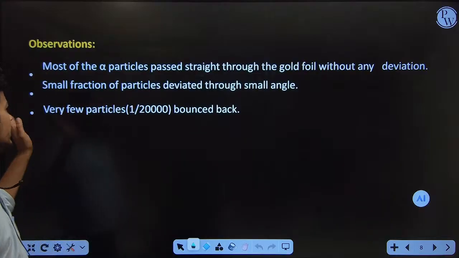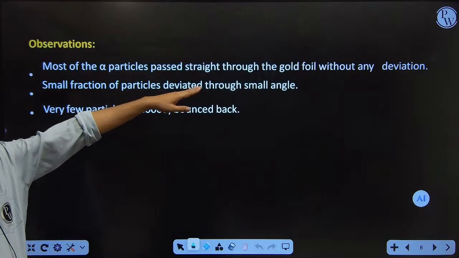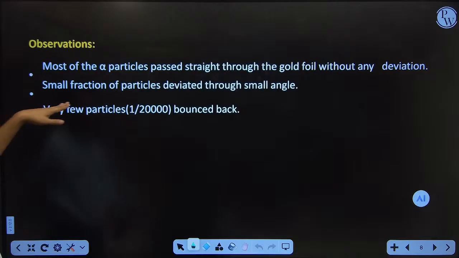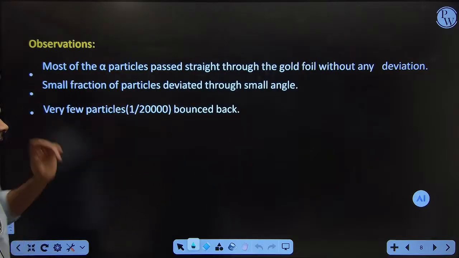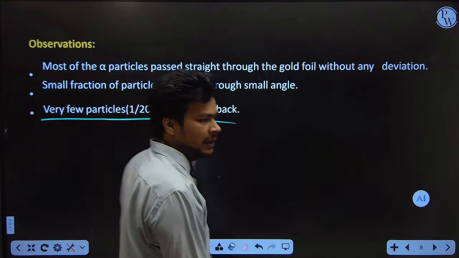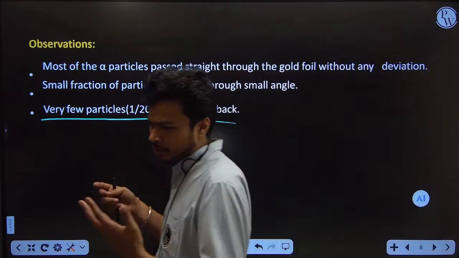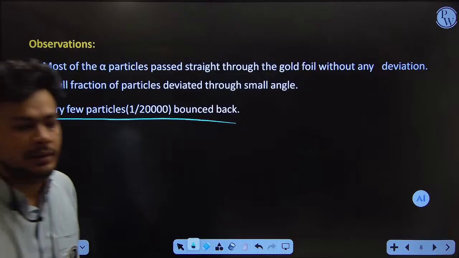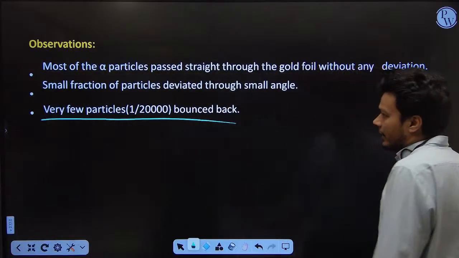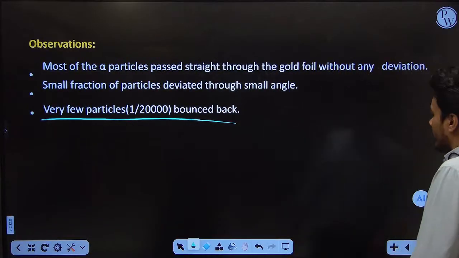Most of the alpha particles pass straight through the gold foil without any deviation. A small fraction of particles deviate through a small angle. And about one in 20,000, NCERT says one out of 18,000, particles go back. Okay, right. This much.